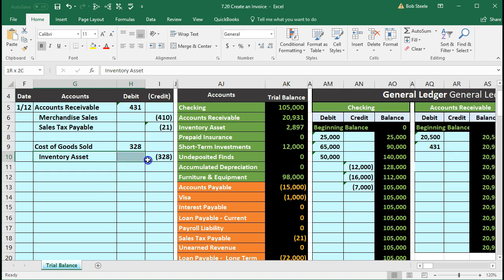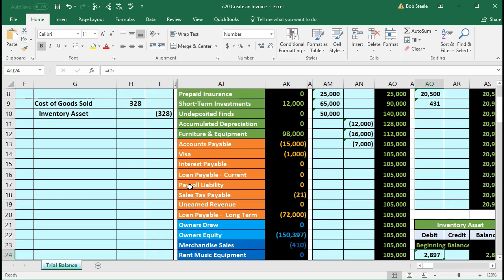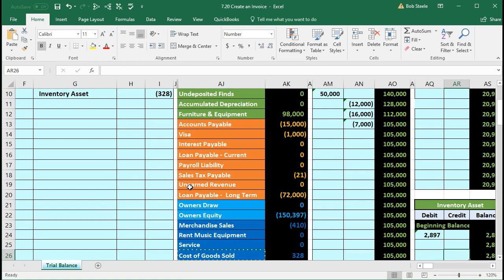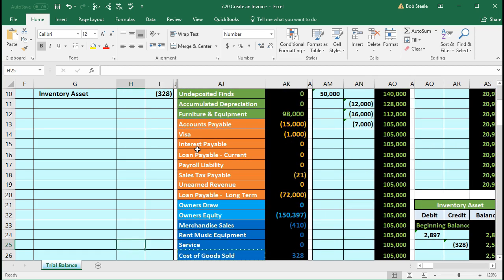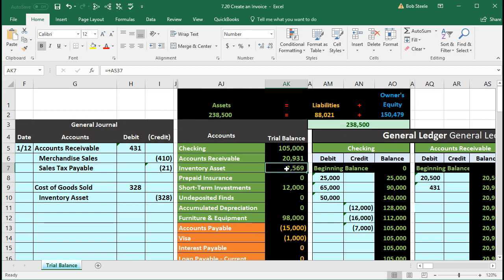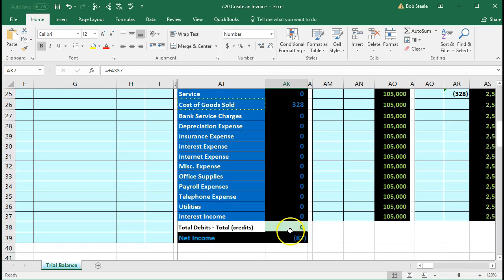Now we're going to post the inventory side. Here's inventory, third account on the trial balance, third account on the general ledger. Scrolling over, scrolling down. Here's inventory, and we need a credit to inventory. So we are going to be on the right. So we're in AR 25, and we're trying to pick up that 328, which will bring inventory down. So inventory went from here down by 328 to 2,569. If we scroll back over, we see that 2,569, and we are back in balance.